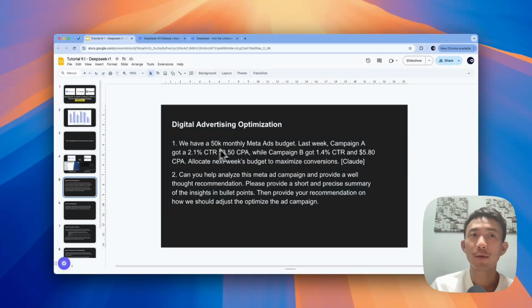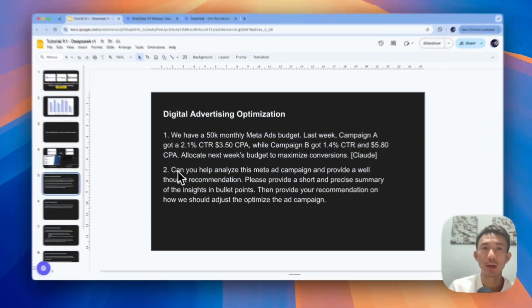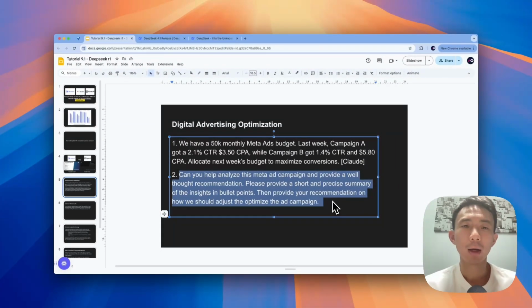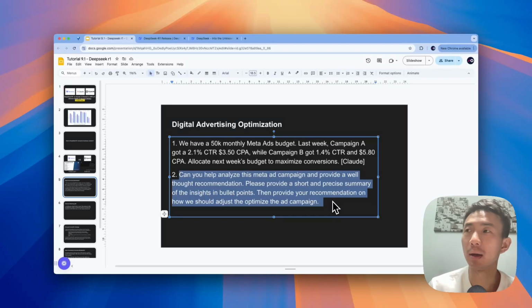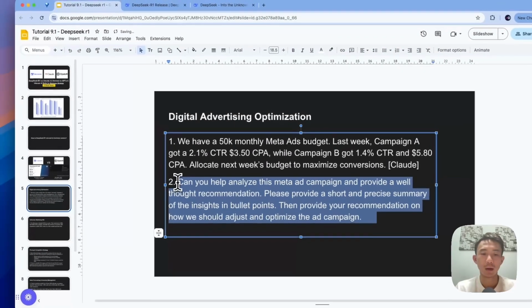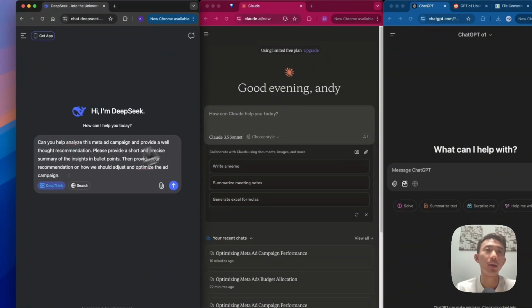Okay, after doing the first demo, let's do the second one. Basically, we are going to ask the three models to analyze the Meta ad campaign. I've downloaded the statistics of a Meta ad campaign that we have done before. We are going to ask it to provide a short and precise summary of the insights in bullet points, and provide a recommendation on how we should adjust and optimize the ad campaign. Okay, so let's just paste it here.